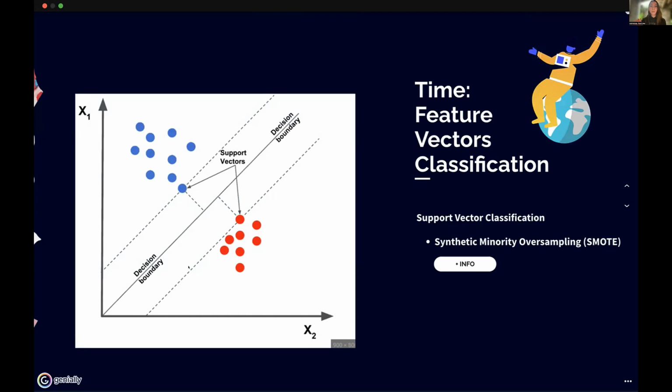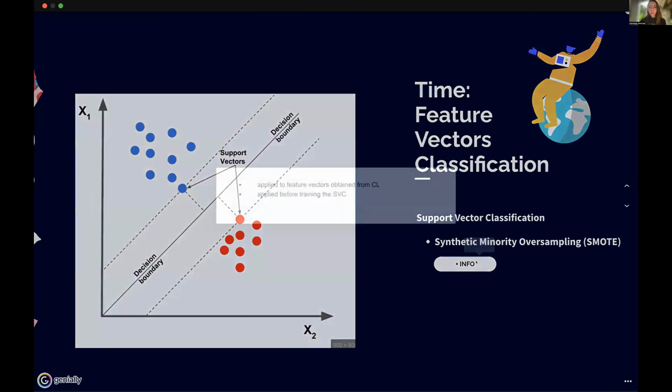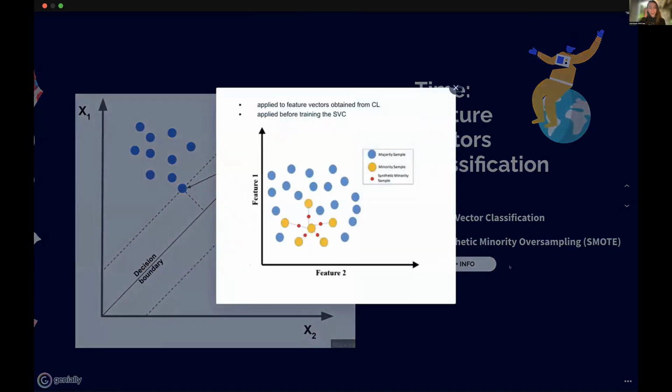Then we try to find the point that is closest to this hyperplane, the vector that is closest, which we call support vectors, from each class. And then we try to bring these distances between the support vectors and this hyperplane to be equal. It's quite a simple and effective algorithm. We combine this algorithm with SMOTE. You might have heard of this.